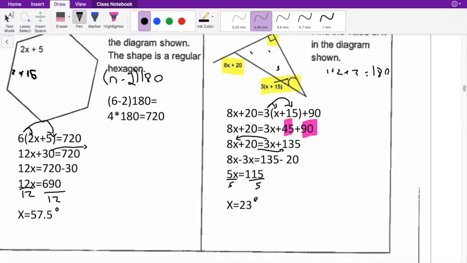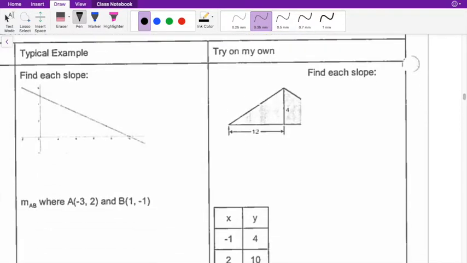Would you pause here for a second? Pause it if you need to write it down. Once everyone's got it written down, we'll go on to this one here.